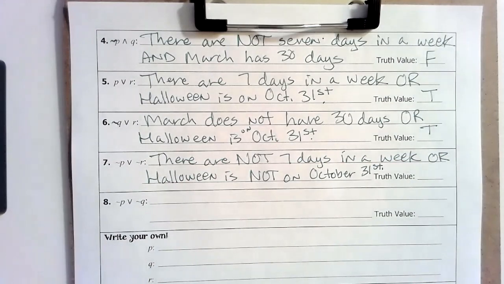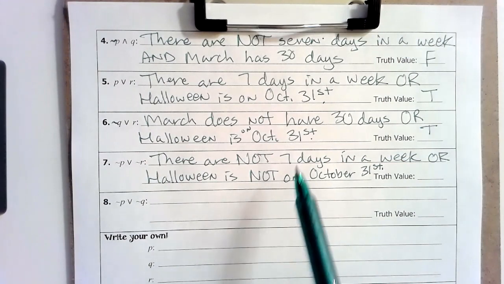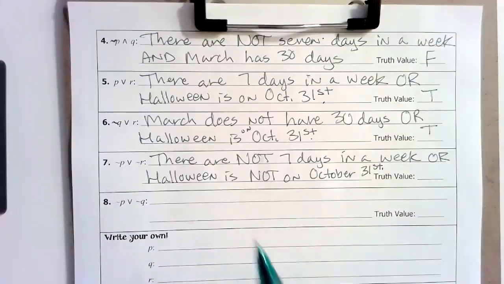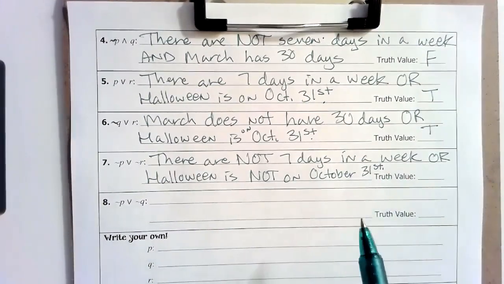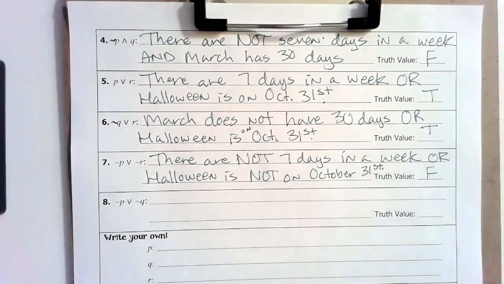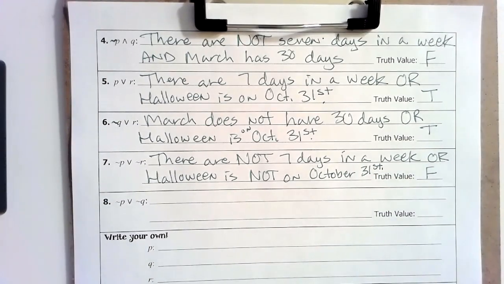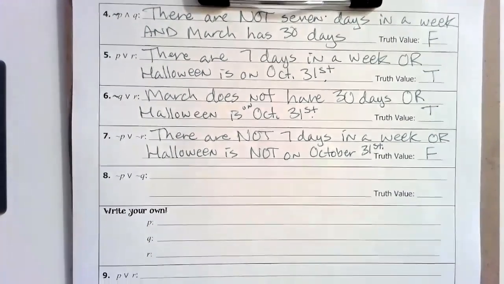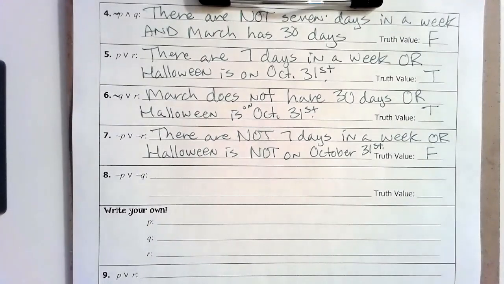So if I take a look at this statement, I just need to find one part of it in order to make the whole truth value true. So if I look at this, there are not 7 days in a week. I know that's false. Halloween is not on October 31st. That's false. And there you have it. Okay, so that disjunction is in fact false.